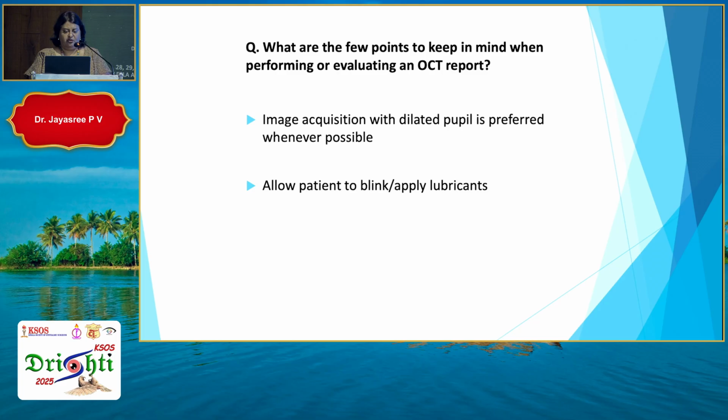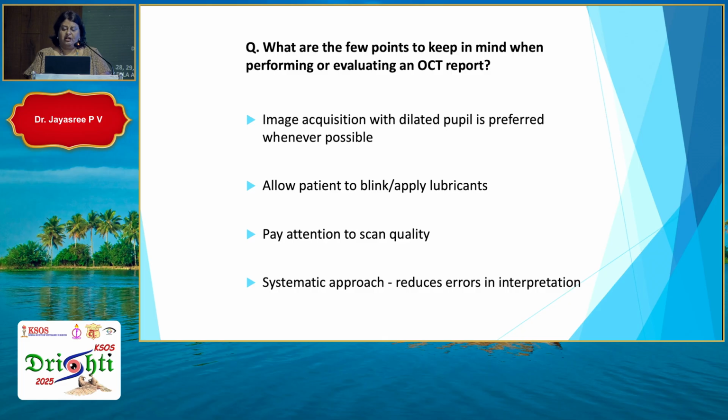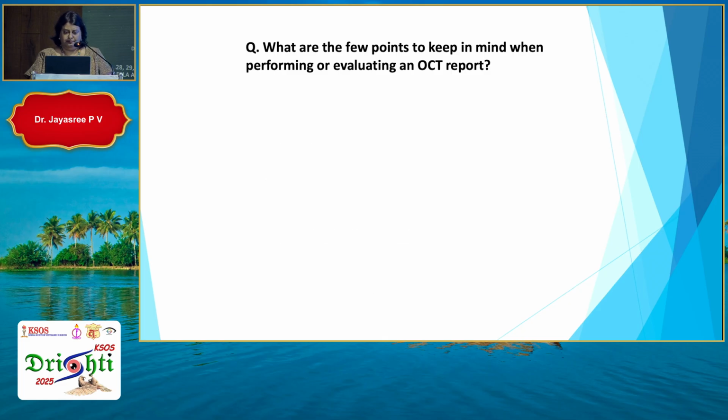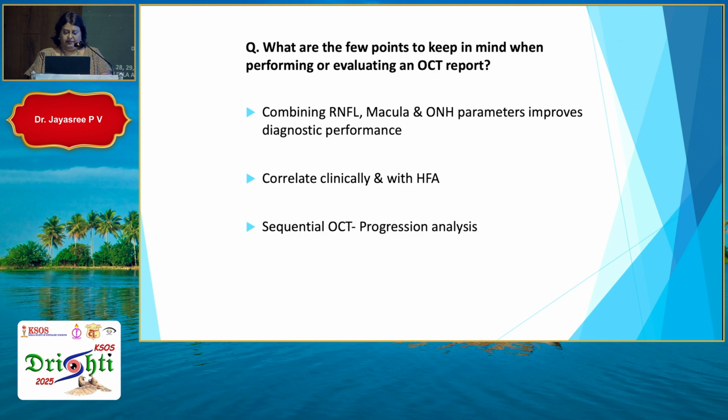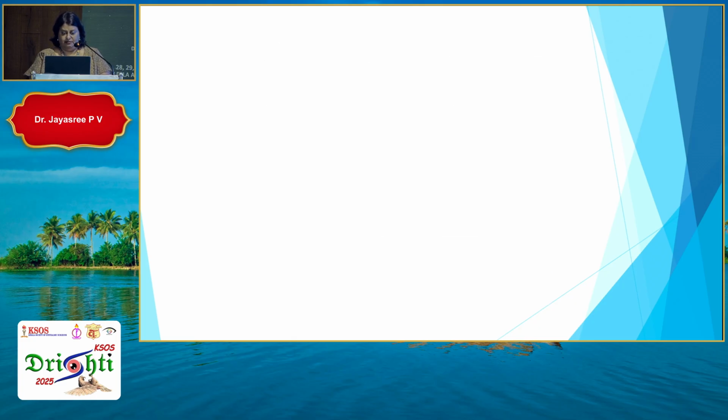So the points to take home are: image acquisition with a dilated pupil is always better. Allow the patient to blink and apply lubricants because signal strength is very important. Pay attention to scan quality before interpreting. Follow a systematic approach, always from top to bottom. Combining RNFL, macula and optic nerve head parameters improves the diagnostic performance. Always clinically correlate with the HFA. Sequential OCT is important in progression analysis. SD-OCT machines have similar diagnostic abilities but are not interchangeable. Thank you.